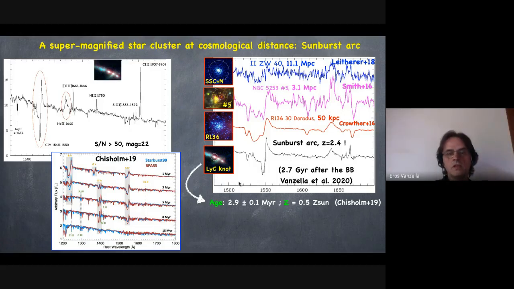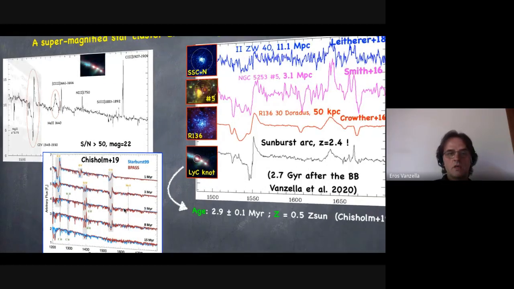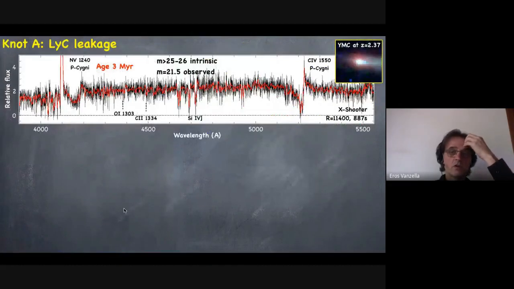This knot A has an estimated age of about 2.9 megayears by Chisholm et al. 2019, based on Starburst99 or BPASS models, and mainly from this P Cygni profile of nitrogen-5. This is a good indicator of the age. We got an exposure time for this knot A, just preliminary, I think, of 800 seconds. Again, you see very nicely a lot of features.